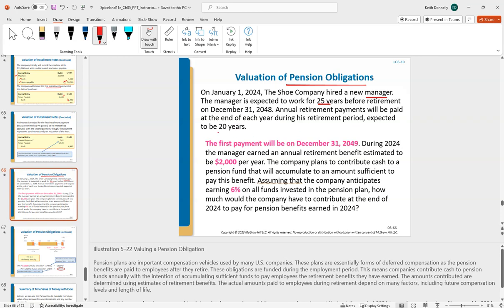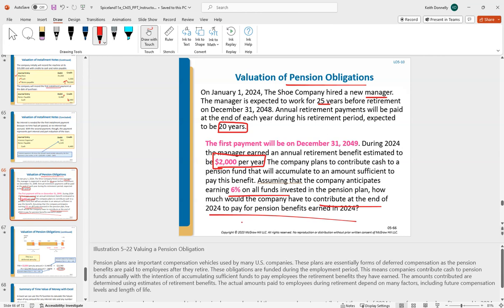And it says here, the company, right, so you're the company here, we have this guy who works 25 years. We expect to pay him after he retires 20 years, right? So the idea here is we're going to estimate it to be $2,000 per year that we're going to have to pay him given the terms and conditions. The company plans to contribute cash to a pension fund that will accumulate to an amount sufficient to pay this benefit. Assume the company anticipates a 6% return on all funds invested in the pension plans. How much would the company have to contribute at the end of 2024 to pay for the pension benefit?